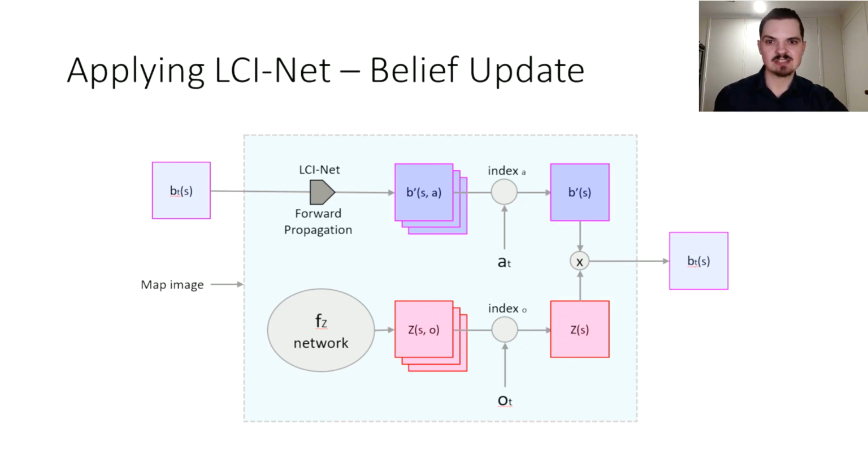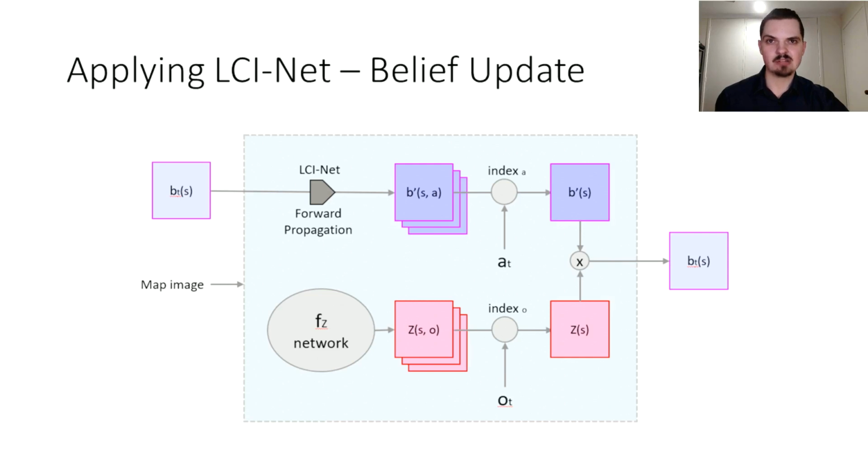In this application, LCI-Net is applied to the prior belief image to produce B'T+1 SA, the belief propagated forward by one time step after some action A is performed. This tensor is indexed based on the performed action AT, with the channel corresponding to AT retained and all other channels discarded, giving B'S, the updated prior belief.